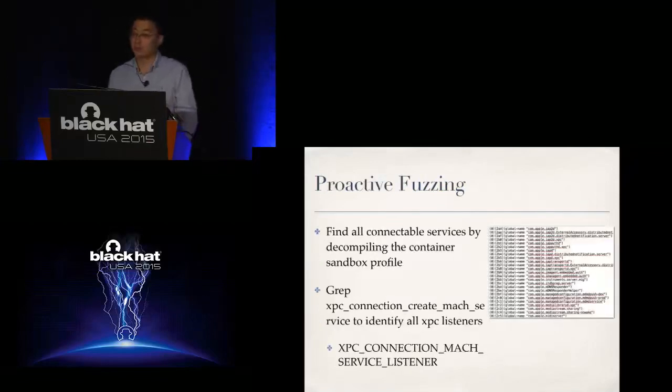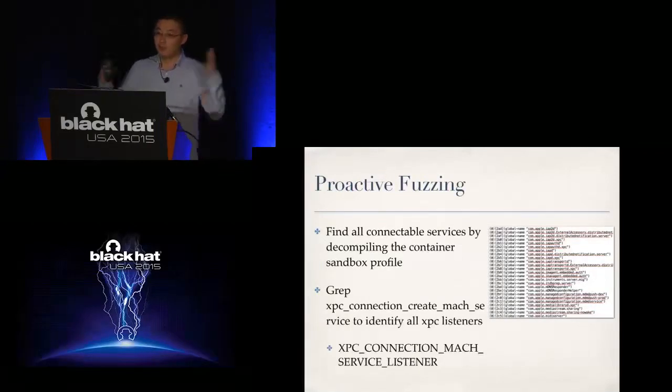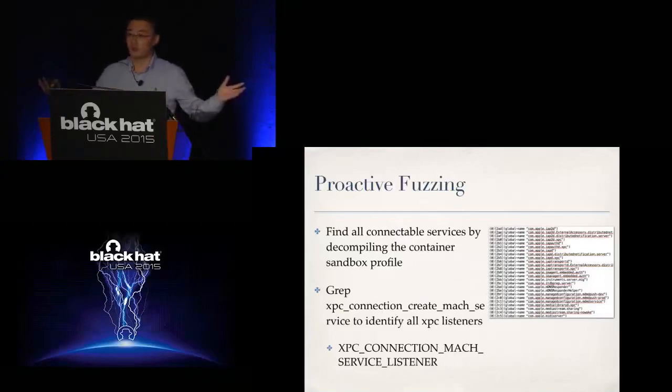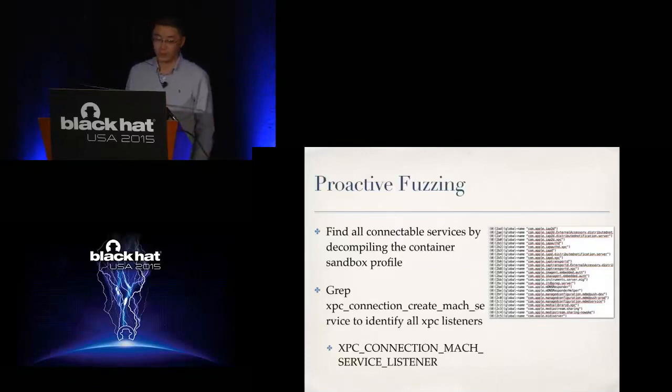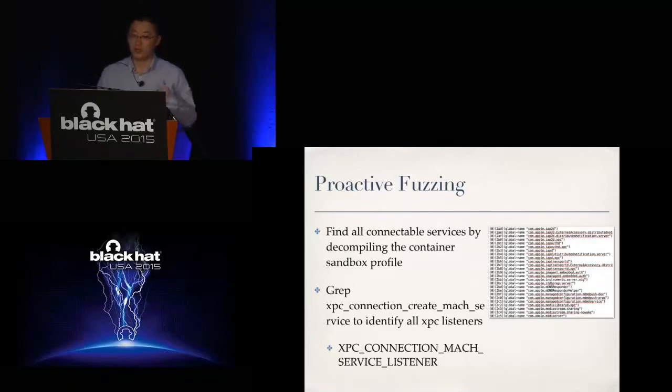We also wanted to do some proactive fuzzing. That means we proactively construct the XPC message and send it to all the services we can connect to. In that case, we may trigger more crashes or find more vulnerabilities. So now the question is, how can we find the services we can connect to? I mentioned the sandbox at the beginning, so there are a lot of services you may not be able to connect to. So what we did is, first we decompiled the container sandbox and found all the connectable lookup names.